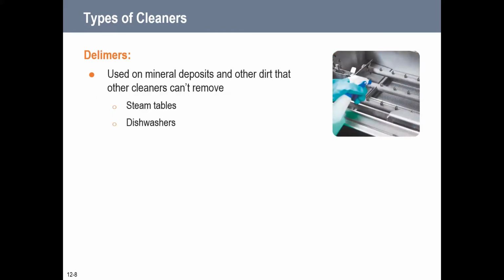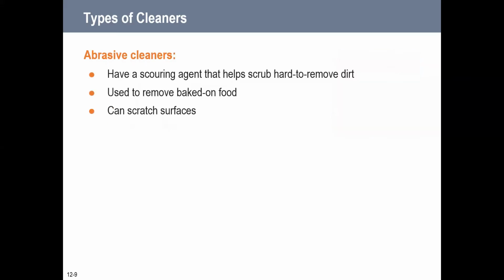Delimers. Delimers are used for mineral deposits or things that can't be removed. A lot of times that's when you're looking at the hardness and the pH of your water, which happens to sometimes leave mineral deposits. And so you see delimers used a lot in steam tables, dishwashers, and steamers, to get rid of the mineral deposits that might come from the use of steam and water within your pieces of equipment. So degreasers and delimers are both specialty tools that you would use for specific purposes.